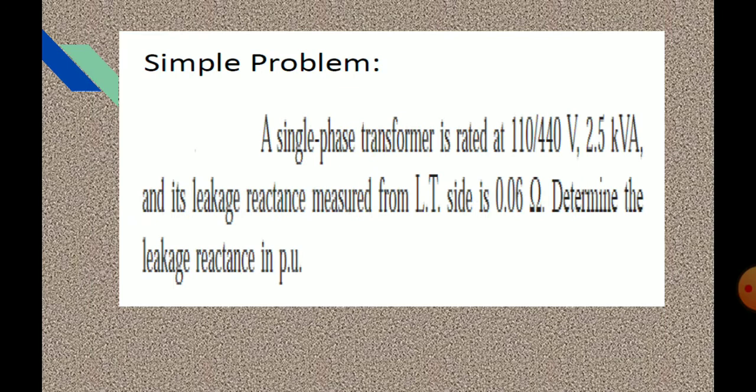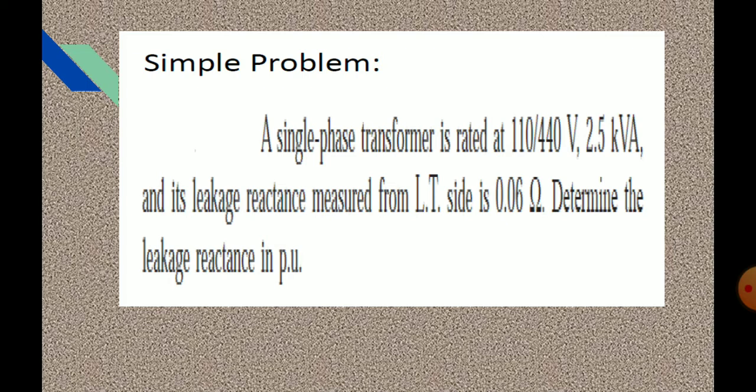So this is the simple problem. The statement of the problem is: a single phase transformer is rated at 110/440 volt, 2.5 kVA, and its leakage reactance measured from the low tension side is 0.06 ohm. Determine the leakage reactance in per unit.